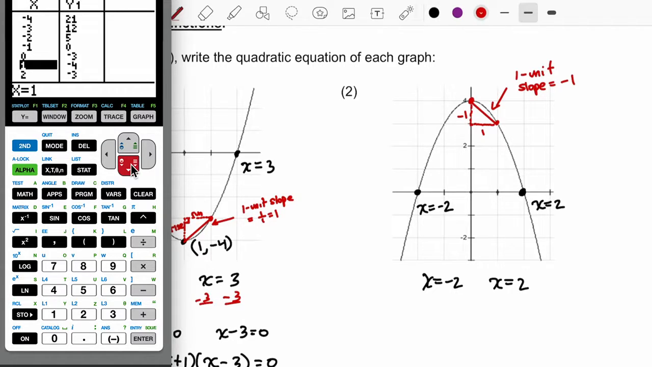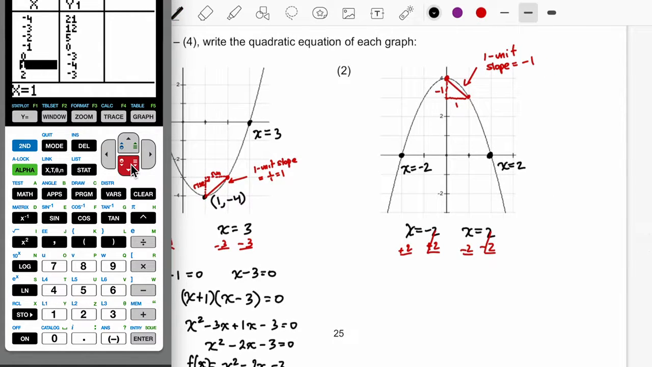Add 2 to both sides. Subtract 2 from both sides. X plus 2 equals 0. X minus 2 is equal to 0. Undo the zero product property: x plus 2, x minus 2. You get x squared. The outer and inner terms are going to cancel out. So I'm going to get x squared minus 4 equal to 0.